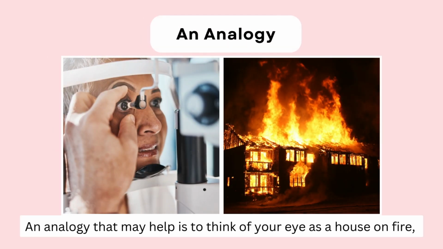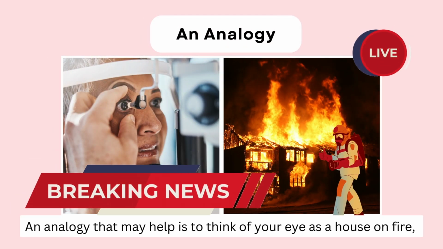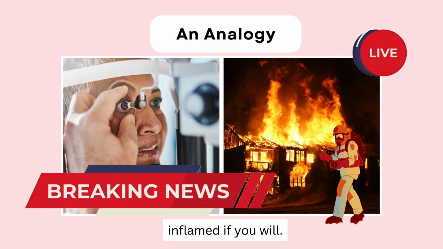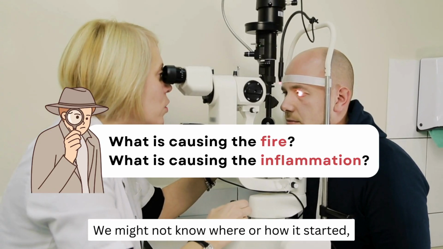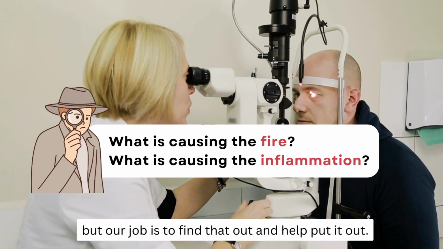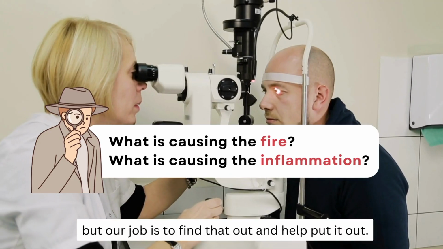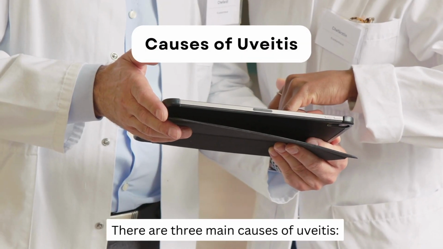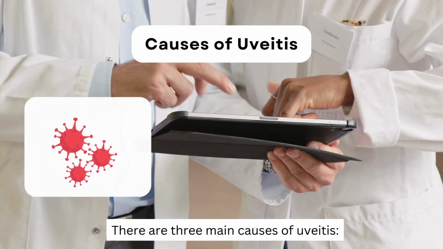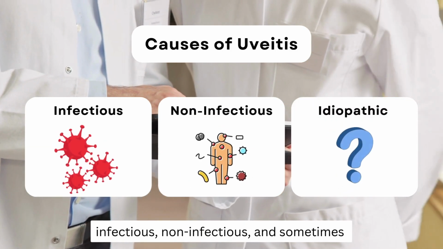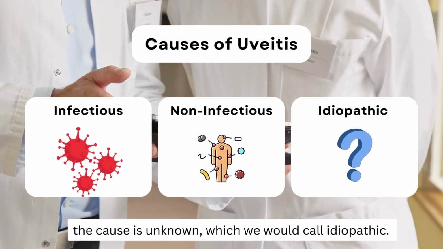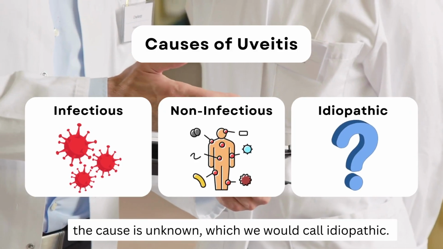An analogy that may help is to think of your eye as a house on fire, inflamed if you will. We might not know where or how it started, but our job is to find that out and help put it out. There are three main causes of uveitis: infectious, non-infectious, and sometimes the cause is unknown, which we would call idiopathic.